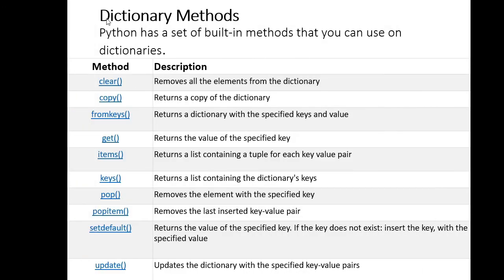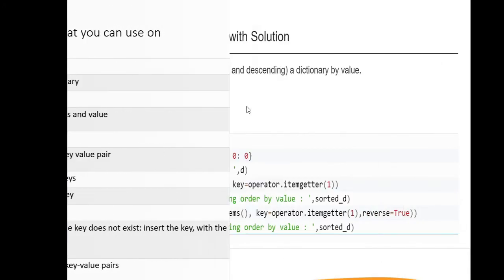Okay, so next naman, class, we're going to discuss the dictionary methods. Python has a set of built-in methods that you can use on dictionaries. So, we have clear, which removes all of the elements from the dictionary. We have copy, which returns a copy of the dictionary. Fromkeys returns a dictionary with the specified keys and value. Get, items, keys, popitem, setdefault, update, and values. So, these are the other methods in dictionary that we could use. And these are the descriptions on the right side of the table.